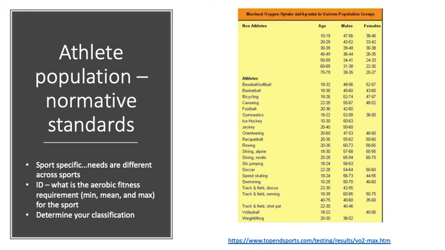And then you want to determine your classification. Are you on the lower end of this? Are you at the upper limit? What is required by your sport in order for you to be competitive?